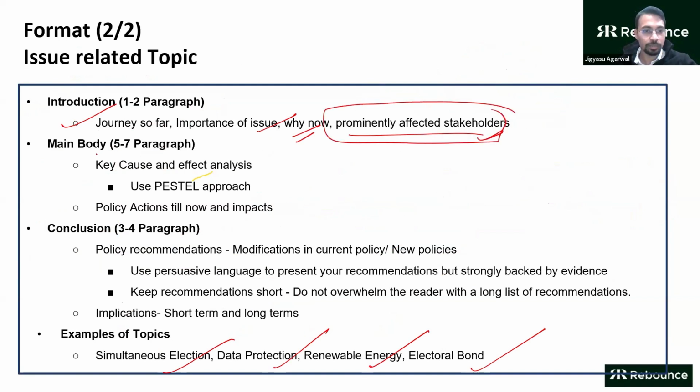Now, very important here is the main body. In the main body, when you have an issue like electoral bonds or an unemployment-related issue, then you talk about the various causes of it, and you can always do a cause and effect analysis. Then what are the implications of it? Again, the same PESTLE approach holds here.